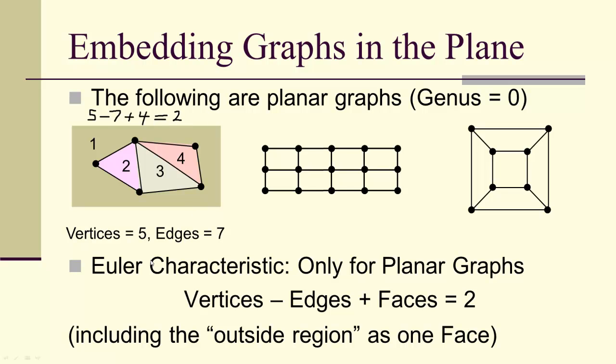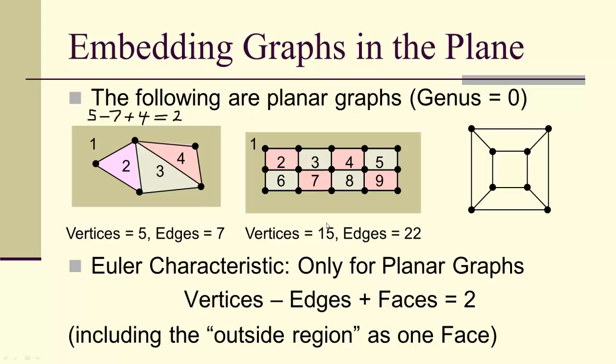Now let's do the same thing with this small grid graph. If you count them, we have 15 vertices, actually 5 times 3, and 22 edges. And if you count them, there are 9 faces. 15 minus 22 is a negative 7, plus 9, and that's again equal to 2.